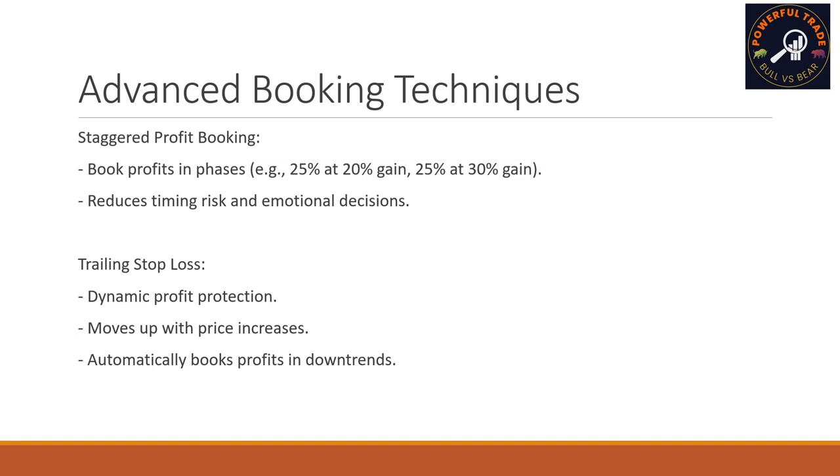Okay. So now what are the advanced methods? They will be telling that book your profit in phases, not in one step. So advanced methods are something like this. Once you get a 30% gain, you book 20%. And then once it goes up, you book another 20%. So it will be sequentially booking profit in multiple places.